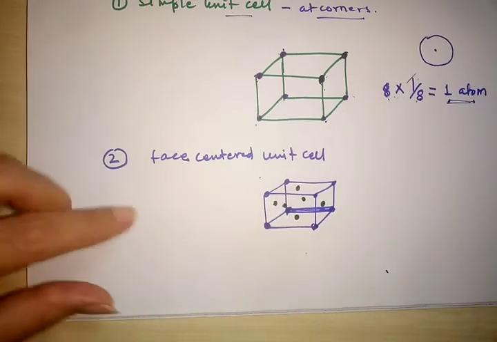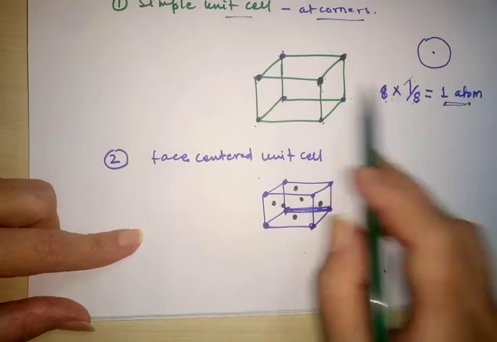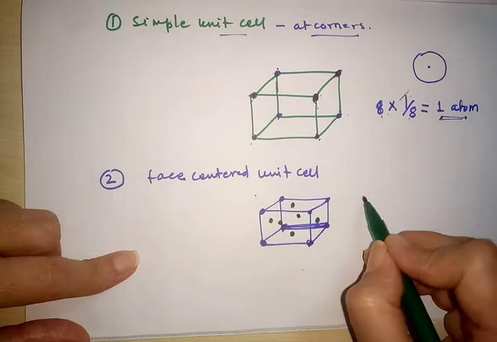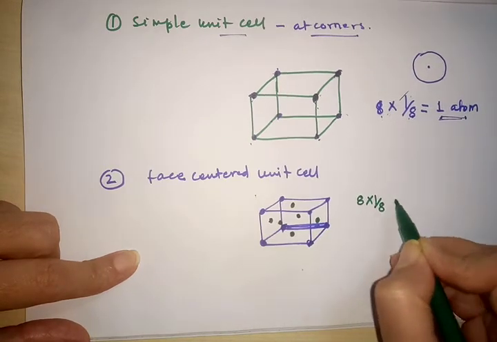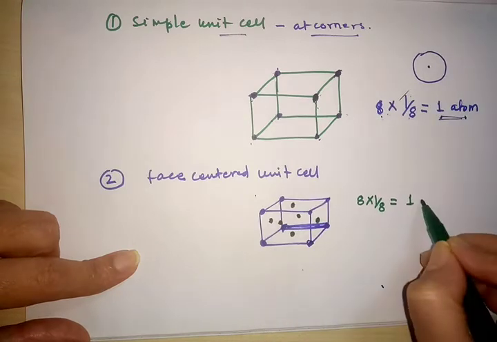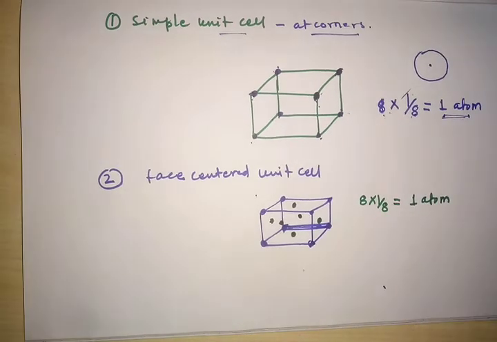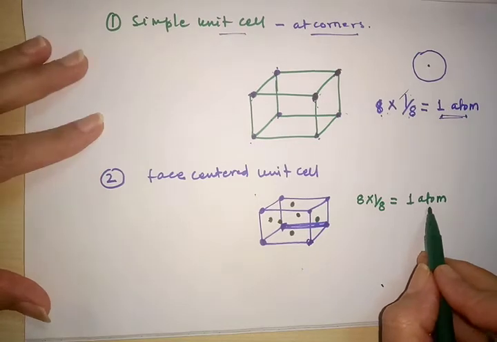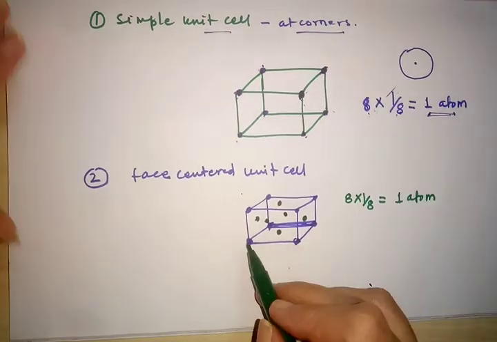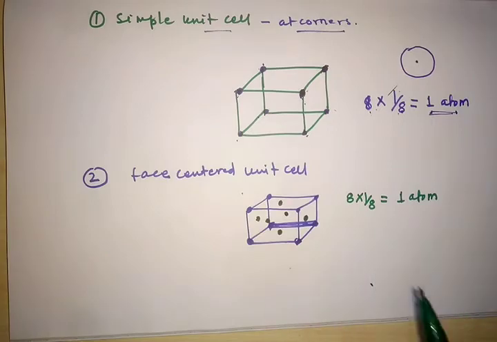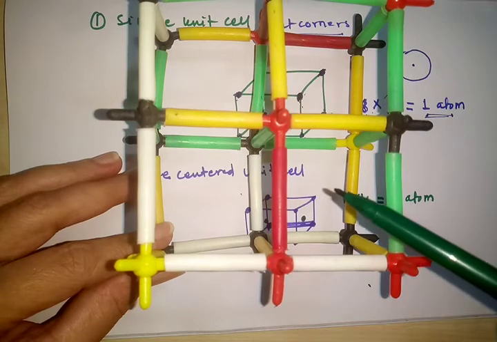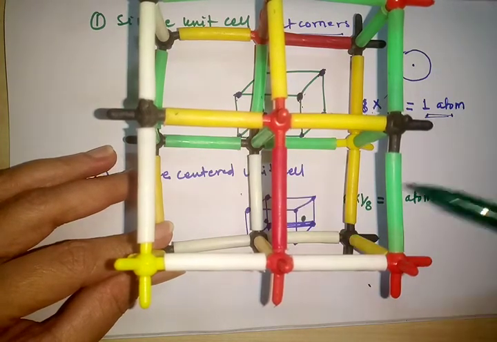Now the contribution of the corners, as we have seen in the simple cubic unit cell, is 8 into 1 by 8. It would remain the same here. All these 8 corners will be shared by 8 other unit cells, so the total contribution will be 8 into 1 by 8 equals 1 atom. Now there are a total of 6 faces, so it has the particles at these faces: 1, 2, 3, 4, 5 and 6.